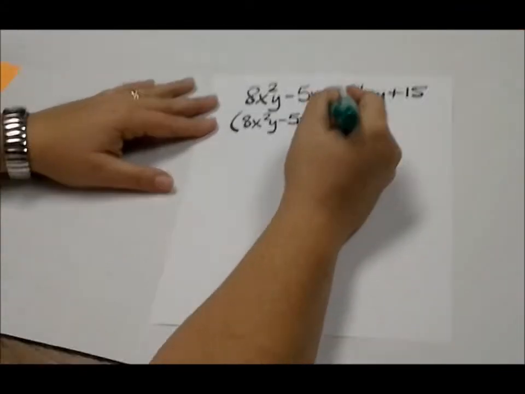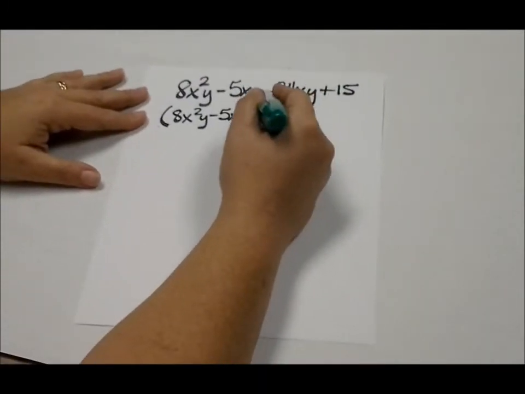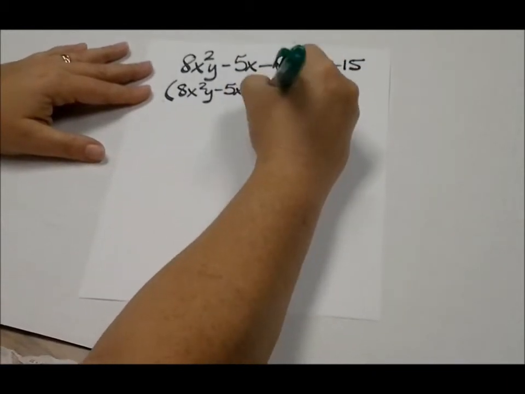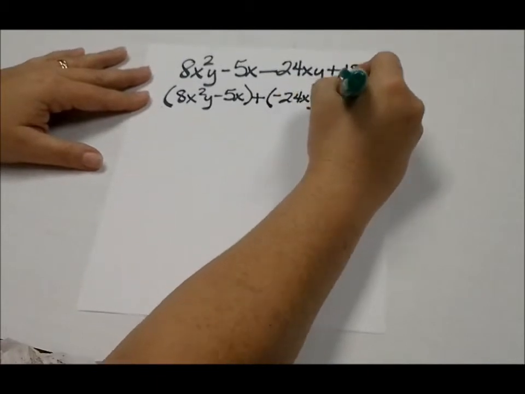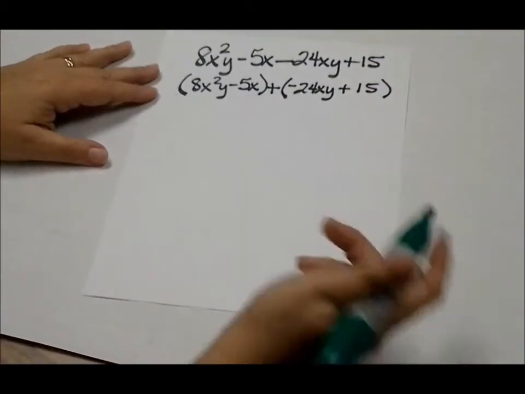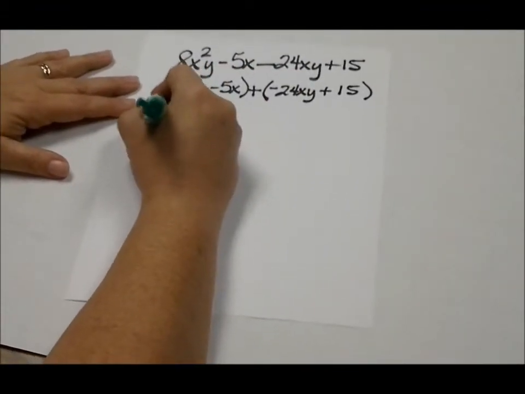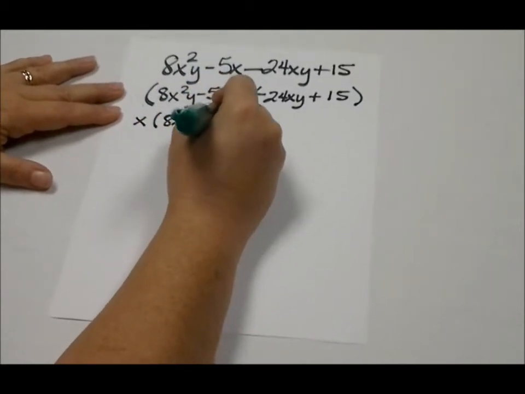And then I have an interesting issue because I have this negative. And so what I'm going to do is, remember that subtracting is adding a negative. And so I'm going to put plus parentheses negative 24xy plus 15 and put that in parentheses. So now I'm ready to do my greatest common factor. And in the first term, it's going to be x. And I have 8xy minus 5.